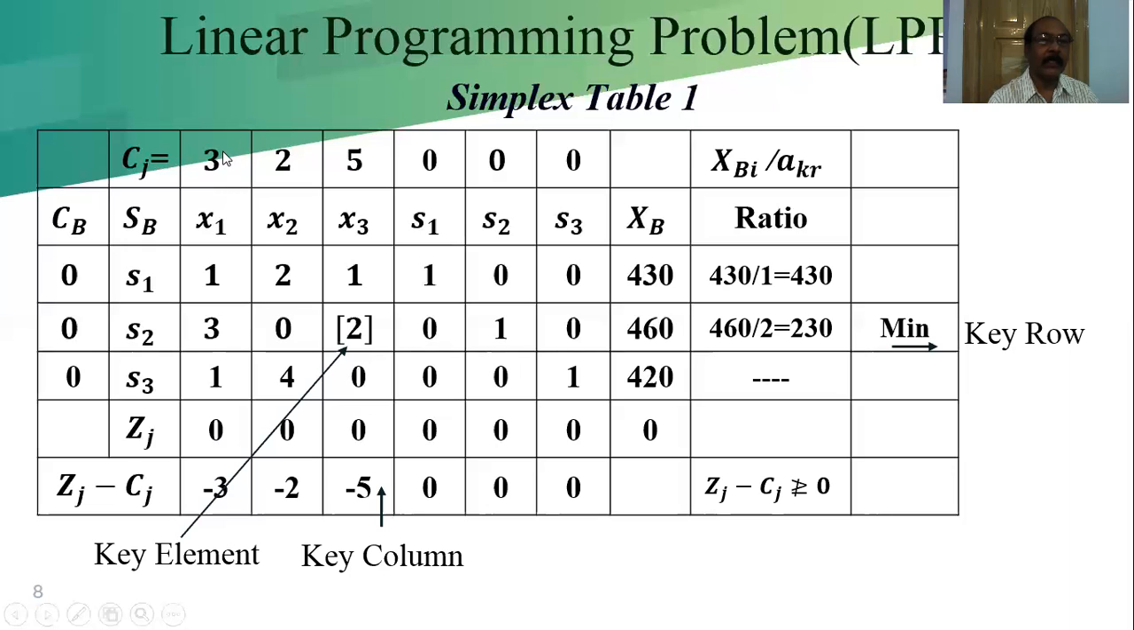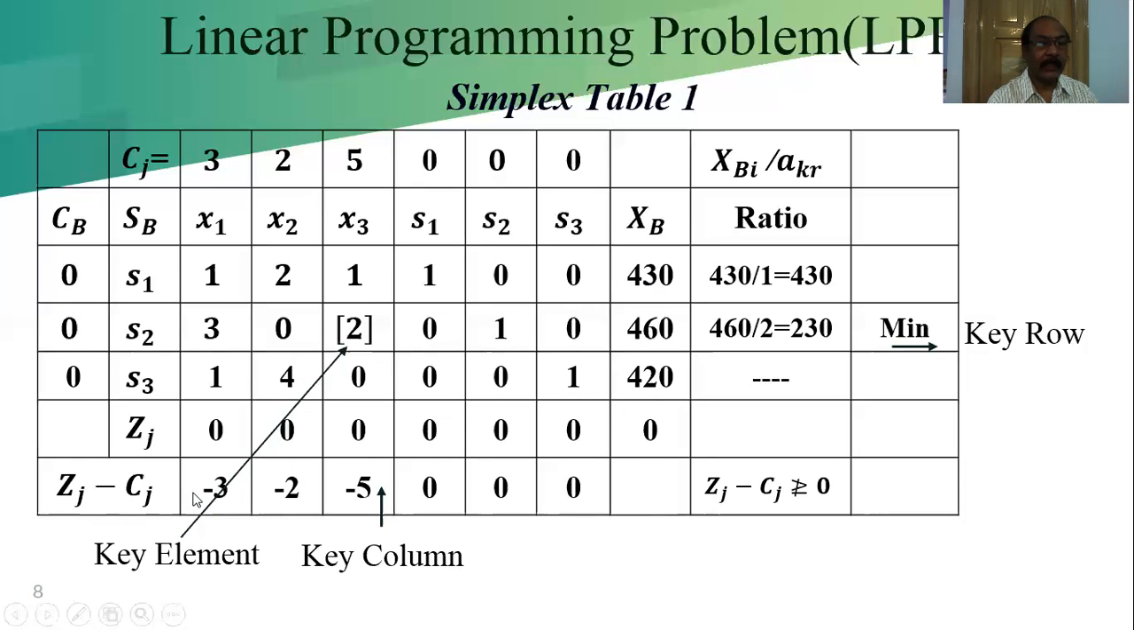Now Zj minus Cj: 0 minus 3 is minus 3. 0 minus 2 is minus 2. 0 minus 5 is minus 5. 0 minus 0 is 0, 0 minus 0 is 0. And the Zj value is the sum of this. This is 0. This is basically the value of the Z function.